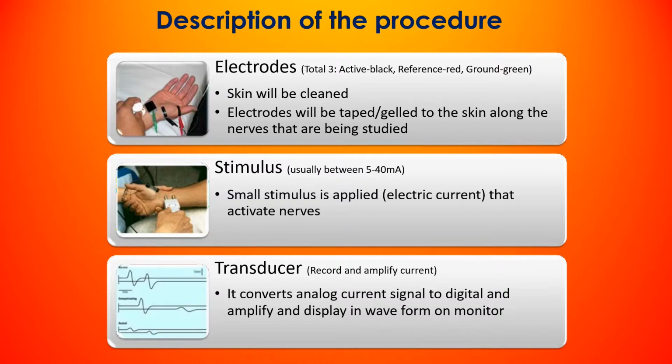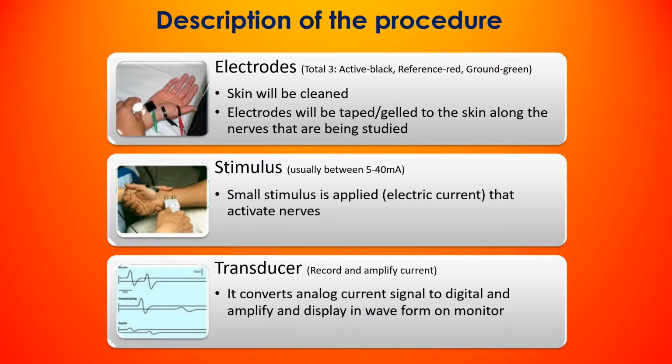Then a stimulating electrode is provided like this, and the stimulating electrode strength usually varies from 5 to 40 milliamperes, and the current is applied to the nerve directly. That is the stimulating electrode. Then this impulse through the nerve is recorded and transmitted to the active electrode.